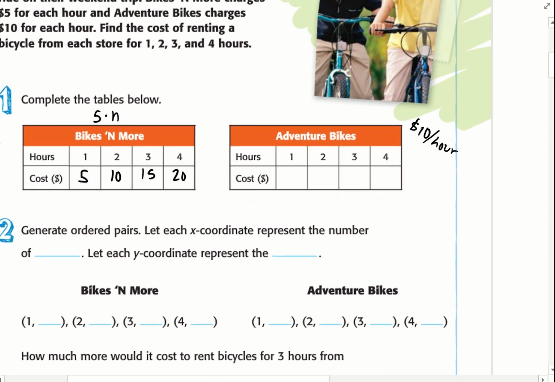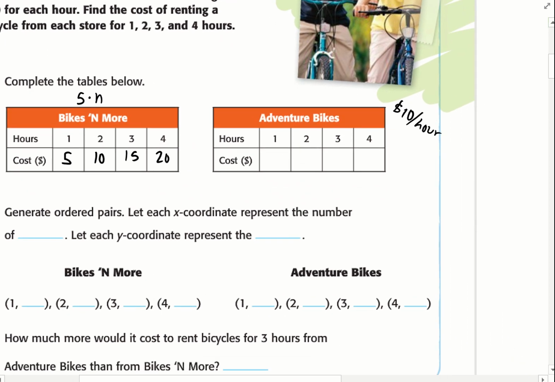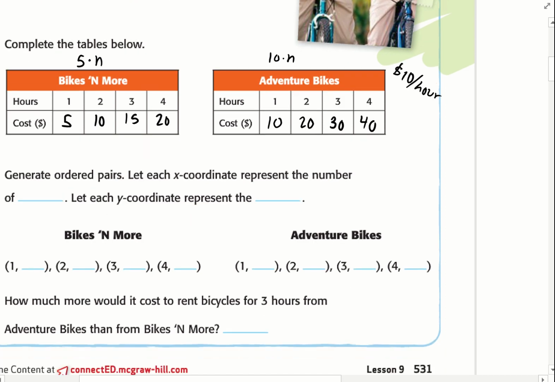You'll get more into this. I know 6th grade does it for sure. So in this case, we're going to do 10 times a number. That's our function rule. And when we're at 1 hour, so if n equals 1, we're at $10. If n equals 2, we're at $20. If n equals 3, we're at $30. If n equals 4, we're at $40. Now, if you're confused about the n equals, that's more of the higher, more advanced math.